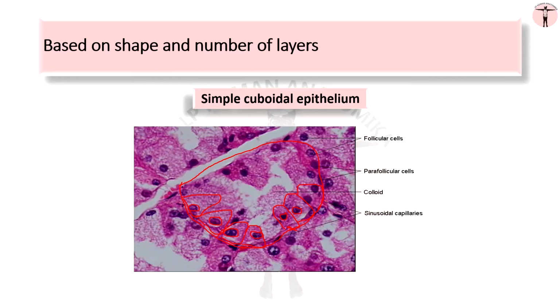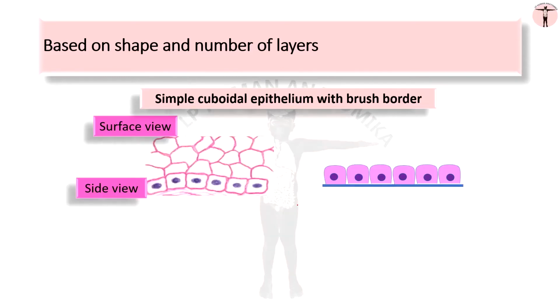Okay, now you can see those are the cells lining the thyroid follicle. And as I told you earlier, the epithelium can always be observed along with the organs and not as an independent entity.